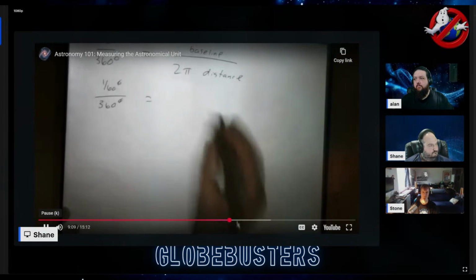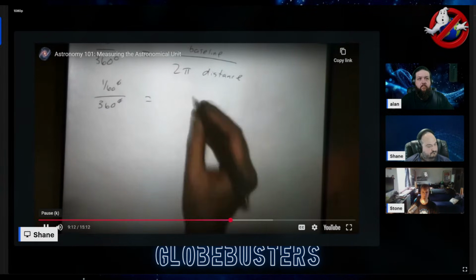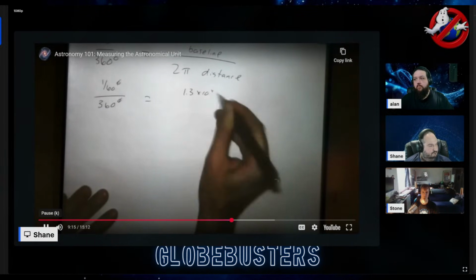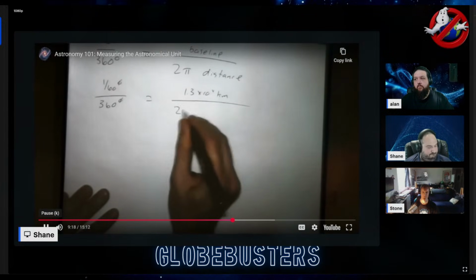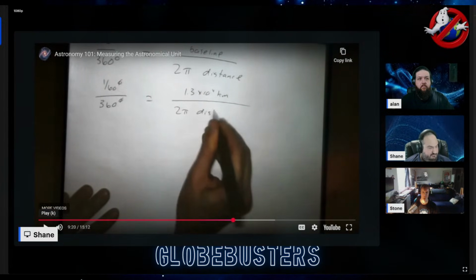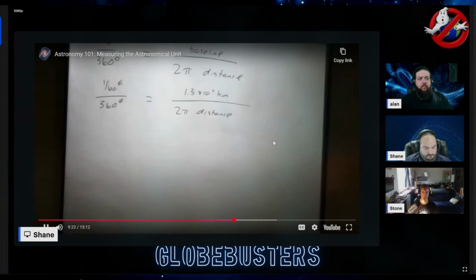The baseline is the diameter of the Earth, and it's about 1.3 times 10 to the 4 kilometers, divided by 2 pi times the distance. So now we're just ratioing what we know as a known distance, which is just the radius disguised in kilometers. So this is the radius. This is 2 times the radius in kilometers, right? 1.3 times 10 to the 4 kilometers is the actual diameter. So we're only going to quantify based on the units of a circle based on this known radius value, and that's it. And distance is what we want to know.